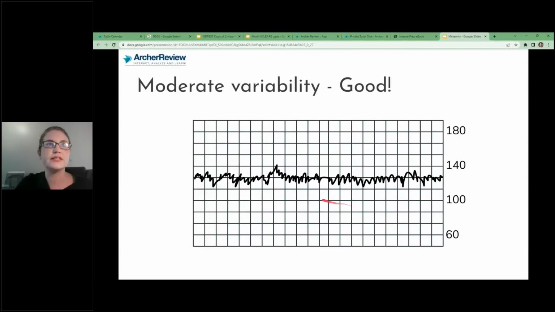This is what we want to see. We want to see that moderate variability. The heart rate, it's moving around. There's some fluctuation, but not too much, not too little. Just right in the middle is what we want, just like Goldilocks and the Three Bears.